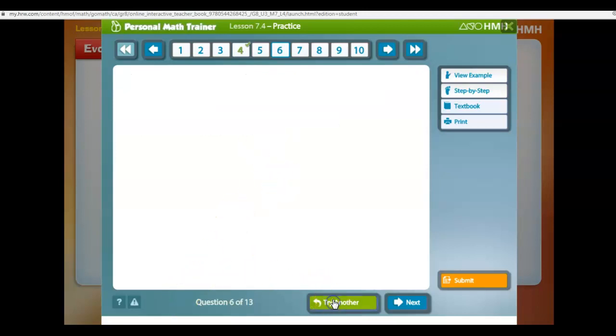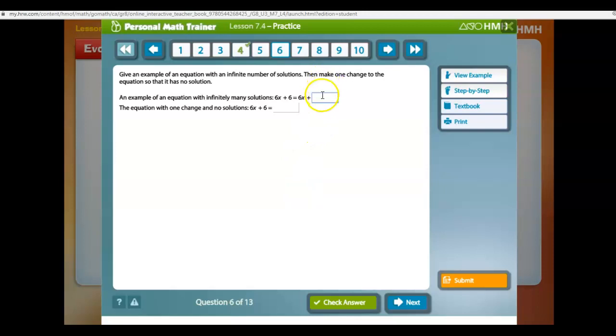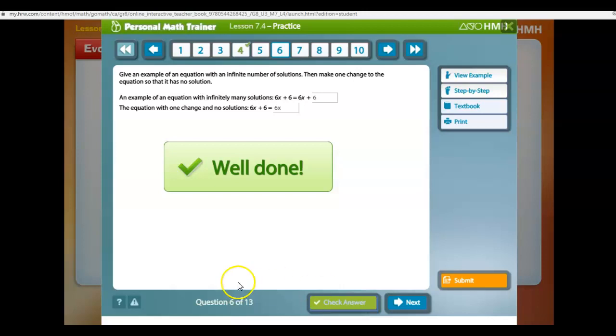Let me see, try another one. So this one is going to stay exactly the same, 6, and this one I'm just going to make one change. So I'm just going to keep it as 6x and not put the other one. Let me see. Yay, I got it right.